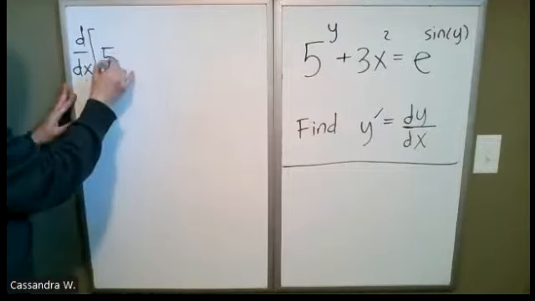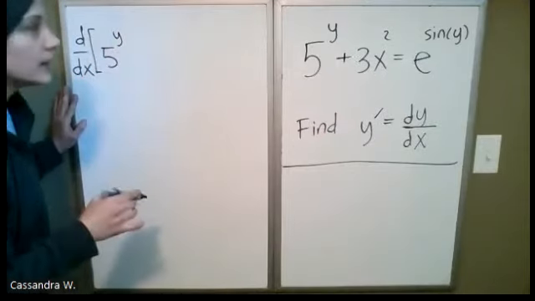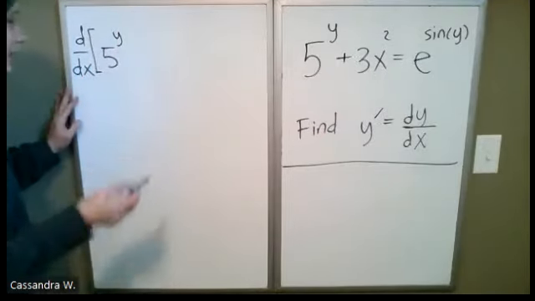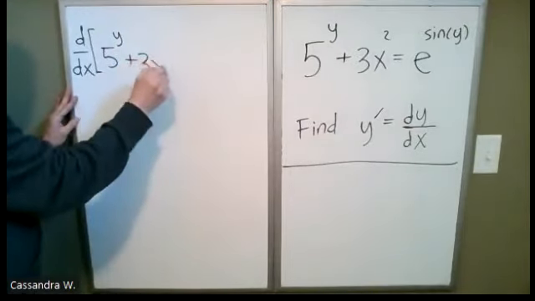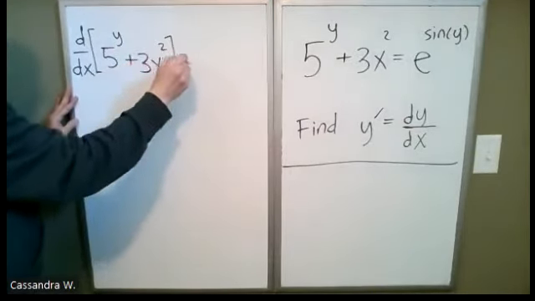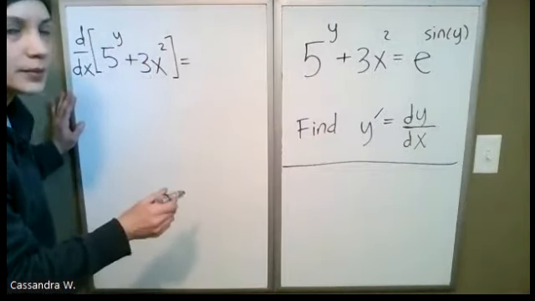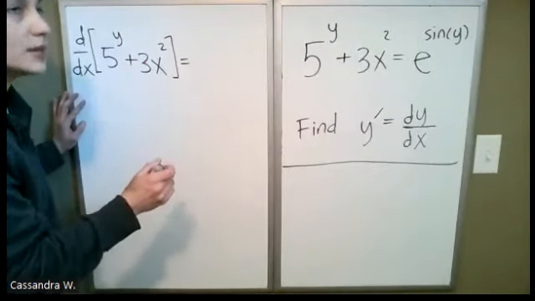5 to the power y, plus 3x squared. And then the same thing to the other side, derivative with respect to x of e to the sine of y.